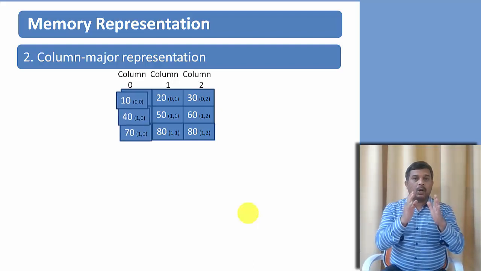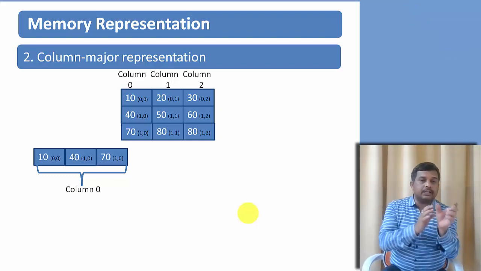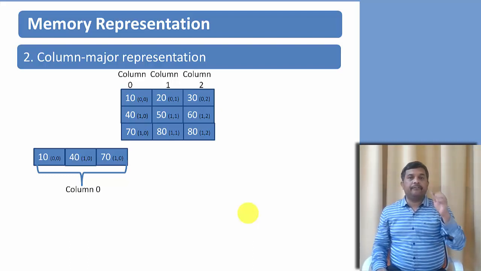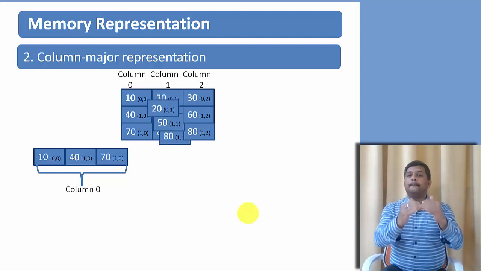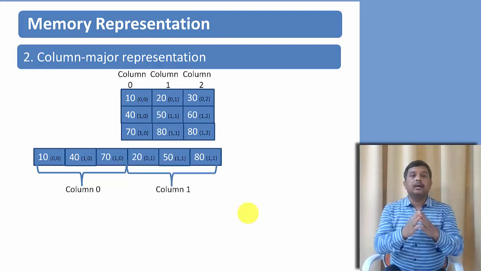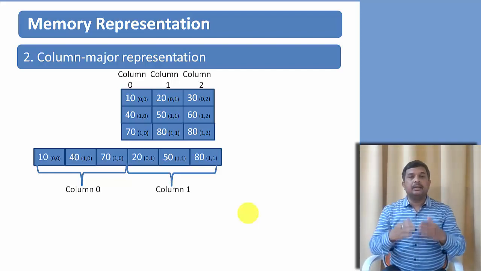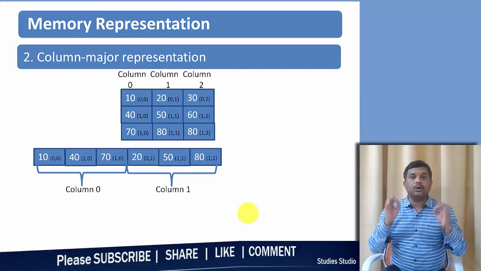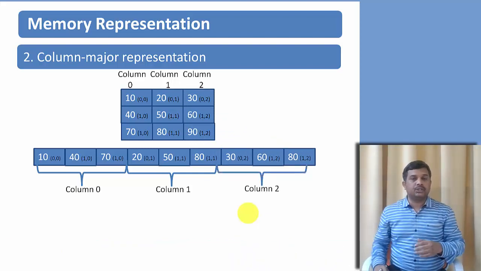So the first column contains 10, 40 and 70. And 10, 40 and 70 I'll write as the first part of the row. The second column contains 20, 50 and 80. These elements will be kept in the same row but as the second part. Similarly, column 2 contains data 30, 60 and 90. These elements will be kept as the third part in the same row. So this is how the column major representation is done.